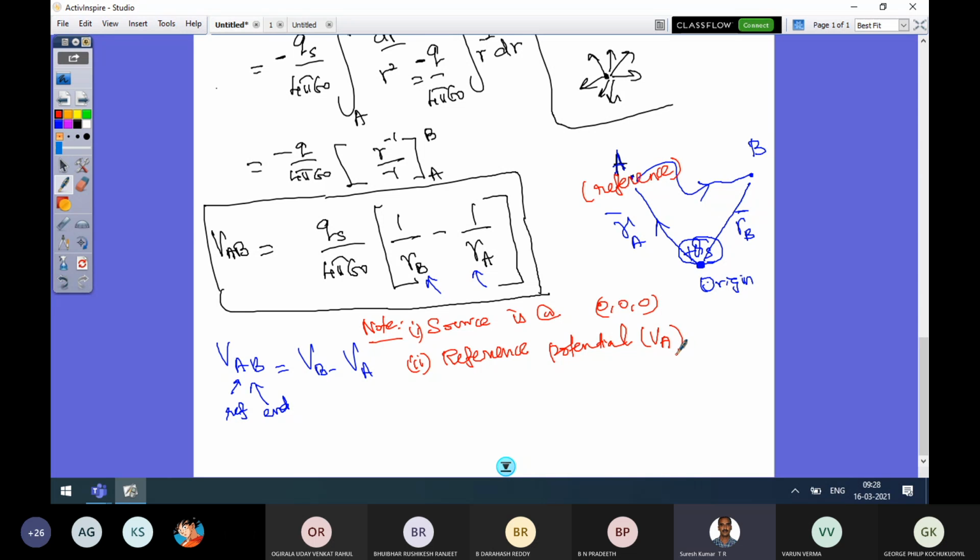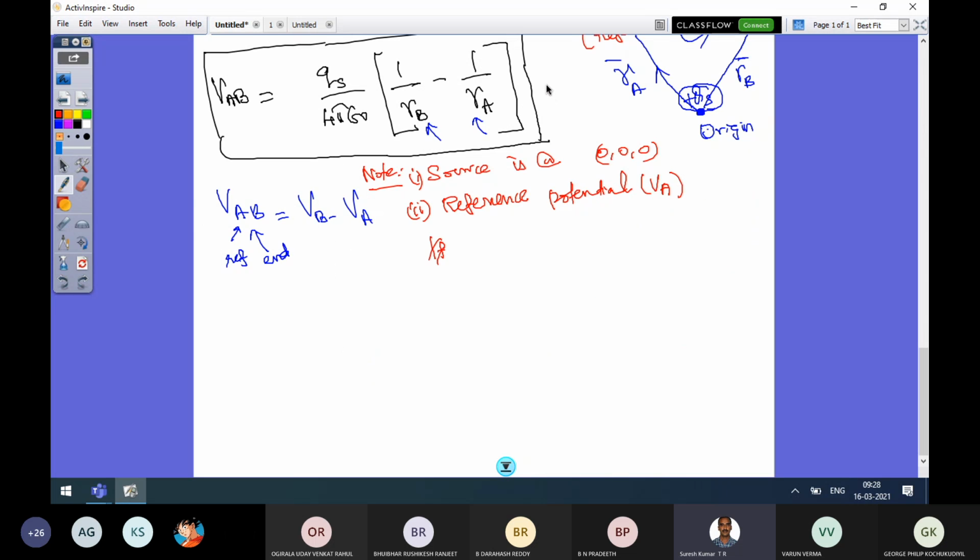If reference potential is not given, you can assume, and that's how I'm going to simplify this equation. Let us say this is a general equation A. Now we will simplify equation A with this condition. Suppose the reference is not given, like from where you have started.